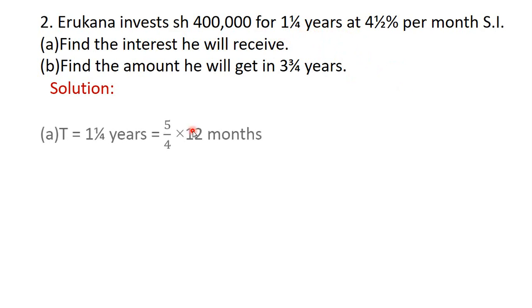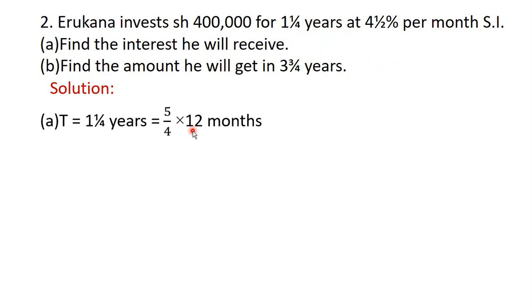So we know that T is going to be 1¼ years. But remember, 1 year is equal to 12 months. So if we have 1¼ which is 5/4 years, we shall multiply by 12 to get the time in months. That is 15 months. So the time is going to be 15 months.